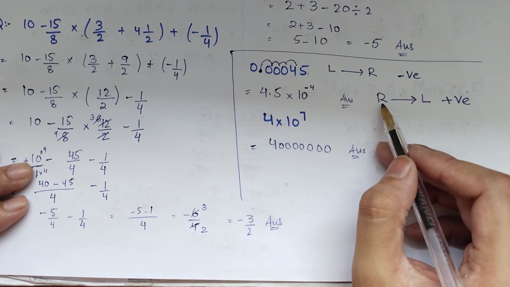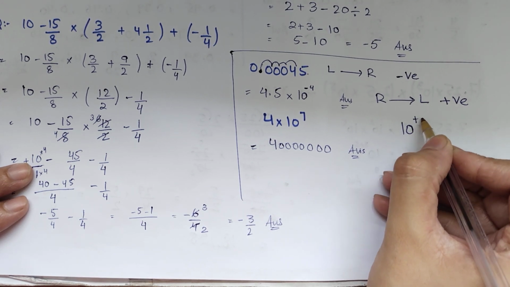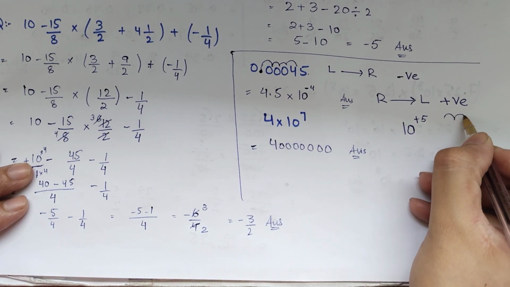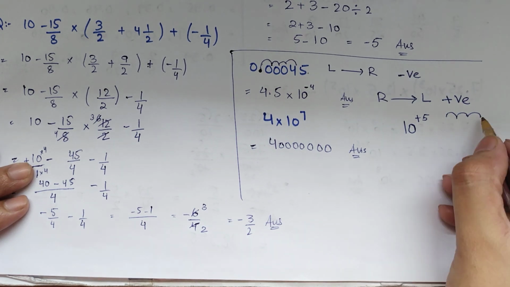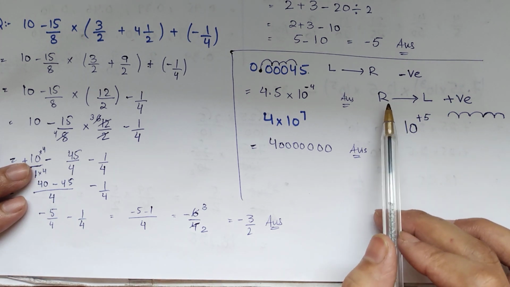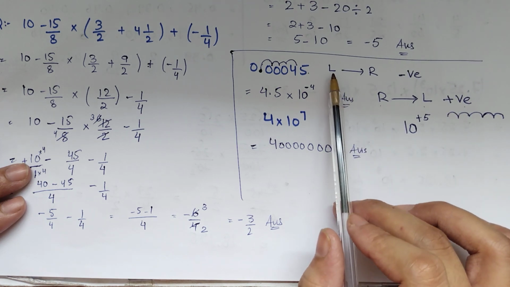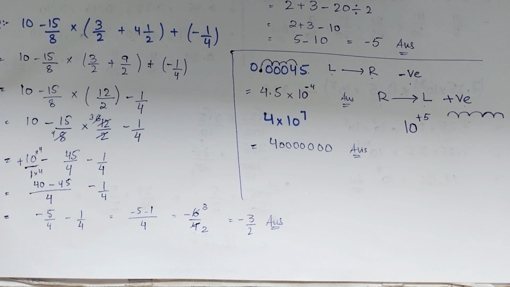But when you move from right to left, your power on the 10 is positive 4, 5, whatever, it depends on how many jumps you take to move the point. Okay, if you take 5 jumps, so power should be 5. Keep in mind, when you are moving the point from right to left, power should be positive, and when from left to right, power should be negative. That's all. I hope you understood.